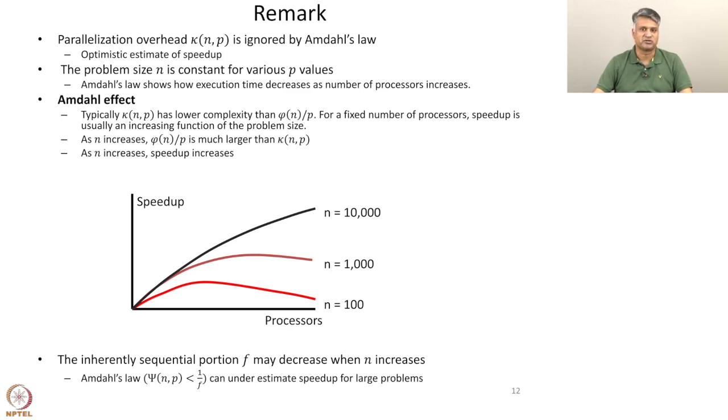Hence, for a fixed number of processors, speed up is usually an increasing function of the problem size, until psi of n, p becomes less than kappa of n, p. So, as n increases, speed up will keep on increasing, but beyond a certain point, you will see an asymptotic limit beyond which it will start falling. So, don't be surprised that if you take a problem and give it a sufficiently large number of processors, it actually runs slower than when you provide it with fewer resources. So, this is what Amdahl's law tells you, and especially the effect of kappa n, p when you put it in.